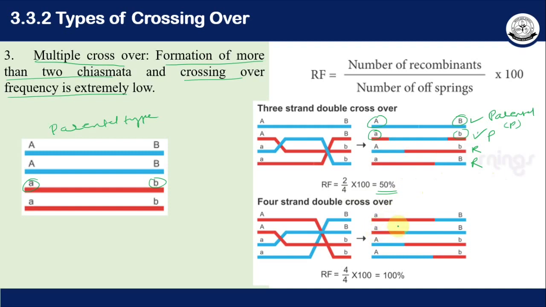Okay, so let's look at the next one. In the next one, small a caps B is absolute recombinant, there is no parental type here. Then small a caps B, this is recombinant, right? And caps A small b is recombinant, and caps A small b, this is also recombinant. So all the 4 chromatids are new form, recombinant form, so we take it as 100% recombinant frequency. Okay, I hope you understand that.